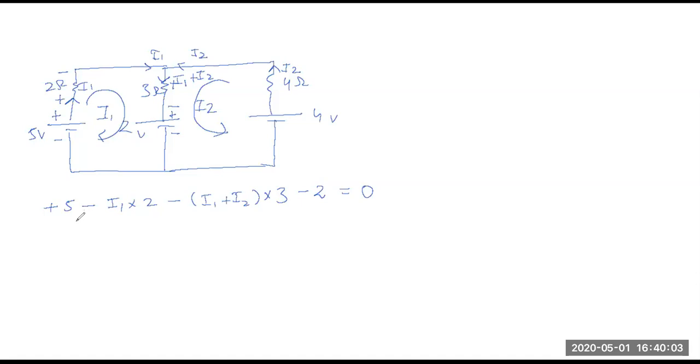Now can anyone tell what will be the equation for the second loop? Now I'm going in anti-clockwise direction. Can anyone try?